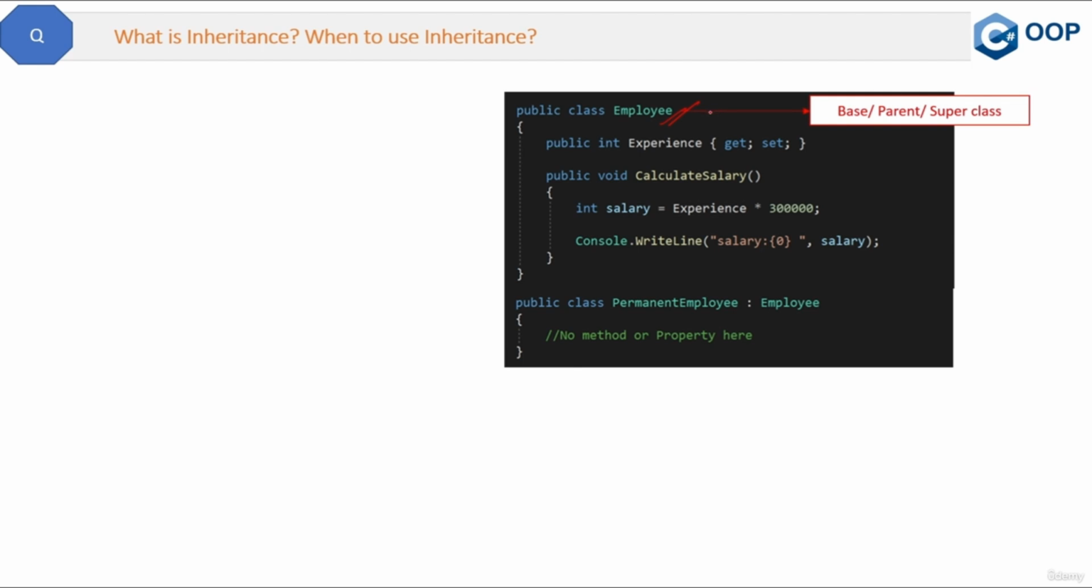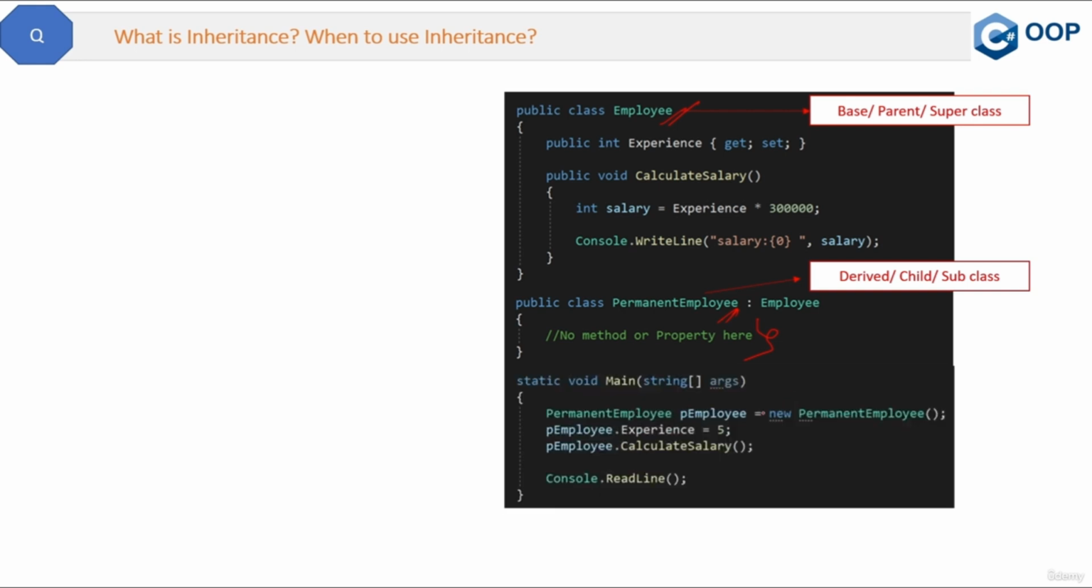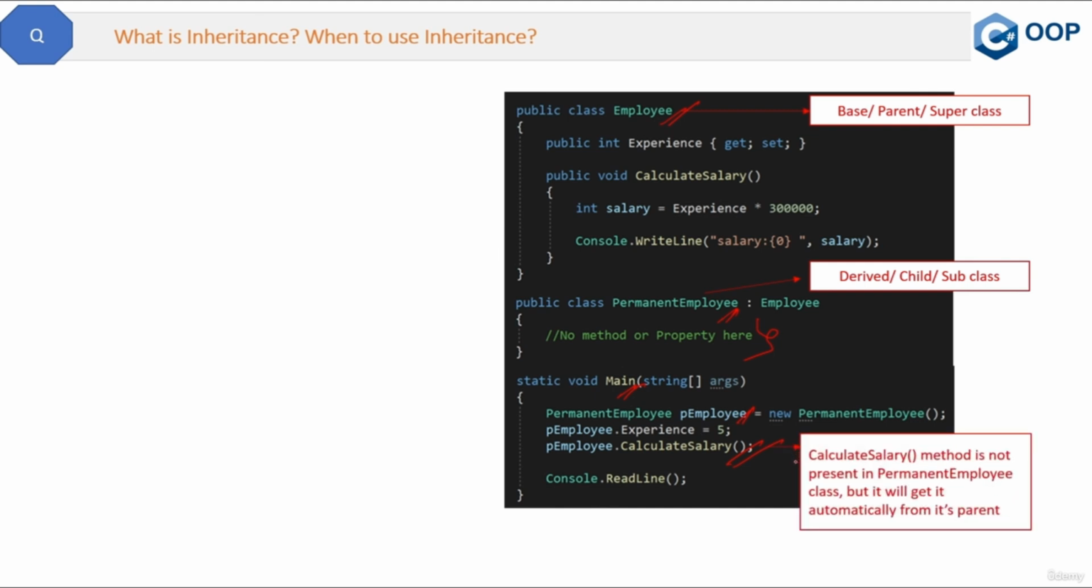Then we have this permanent employee class, which is a child class. Again, derived, child, and subclasses are the same things. Now notice that the permanent employee class does not have any method or property inside it. But still, when we create the object of the permanent employee class inside this main method, the permanent employee object is automatically getting this calculate salary method and it is not giving an error. So it is saying that the calculate salary method is part of this permanent employee class object.